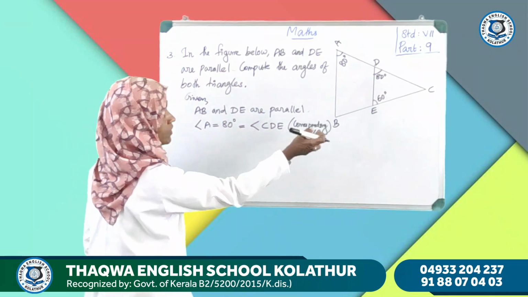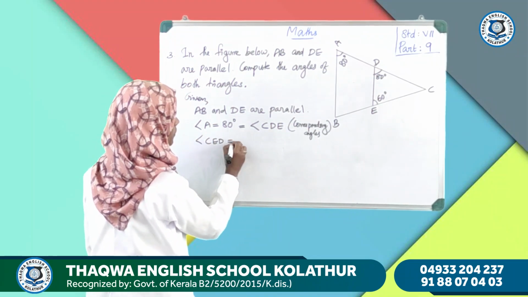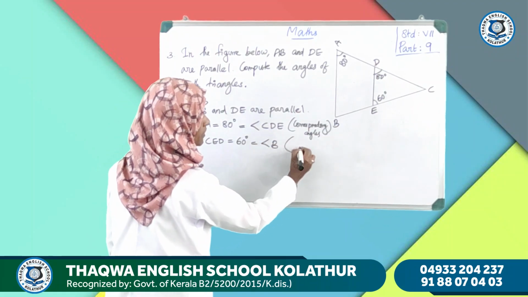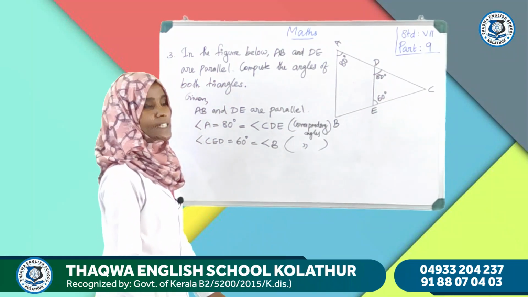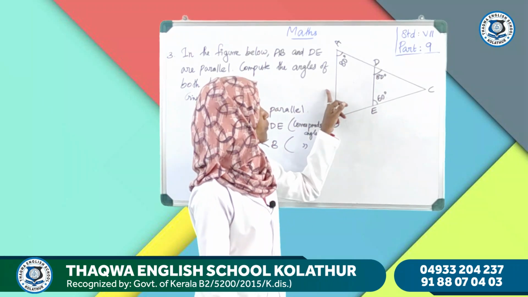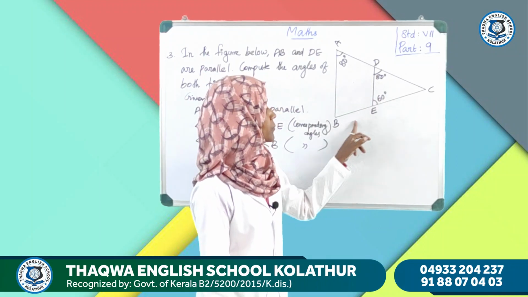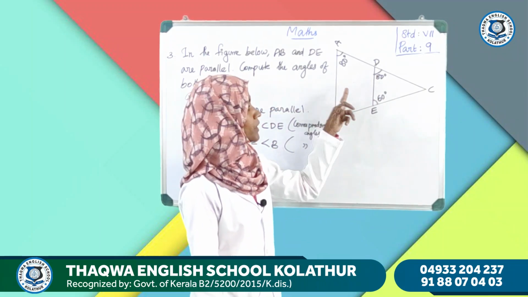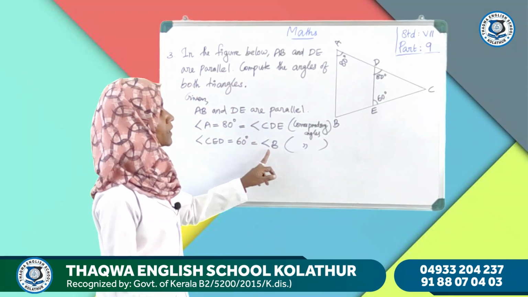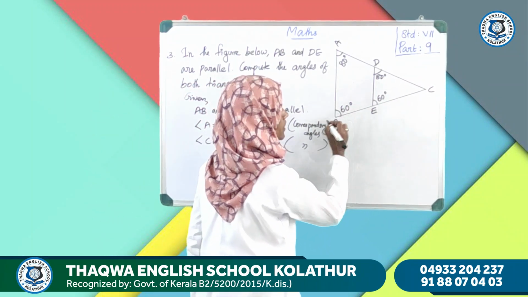Next, what is given? Angle CED equals 60 degrees. This is equal to angle B. What is the reason? They are the corresponding angles. The line BC meets the pair of parallel lines AB and DE. So angle CED equals angle B equals 60 degrees. This angle is 60 degrees.